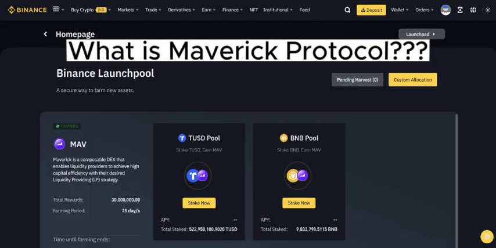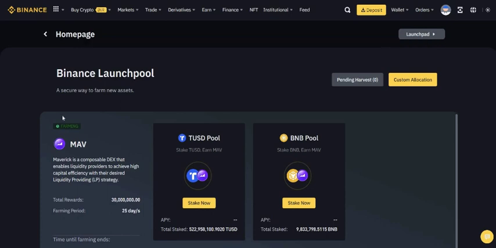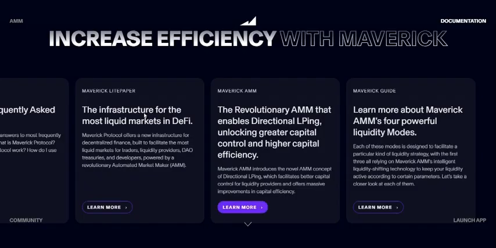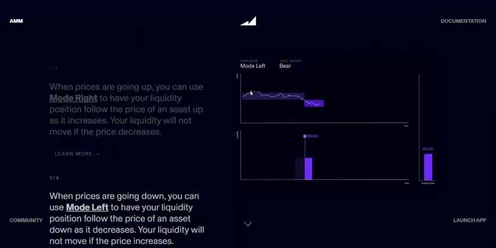So we'll learn more about Maverick Protocol and what it is building. In case you are not interested to listen much about what they are doing and how they are different from other DEXs, you can skip this section and immediately jump to the section where we are talking about how to stake your BNB and start farming MAV tokens. So here is the website for Maverick Protocol.